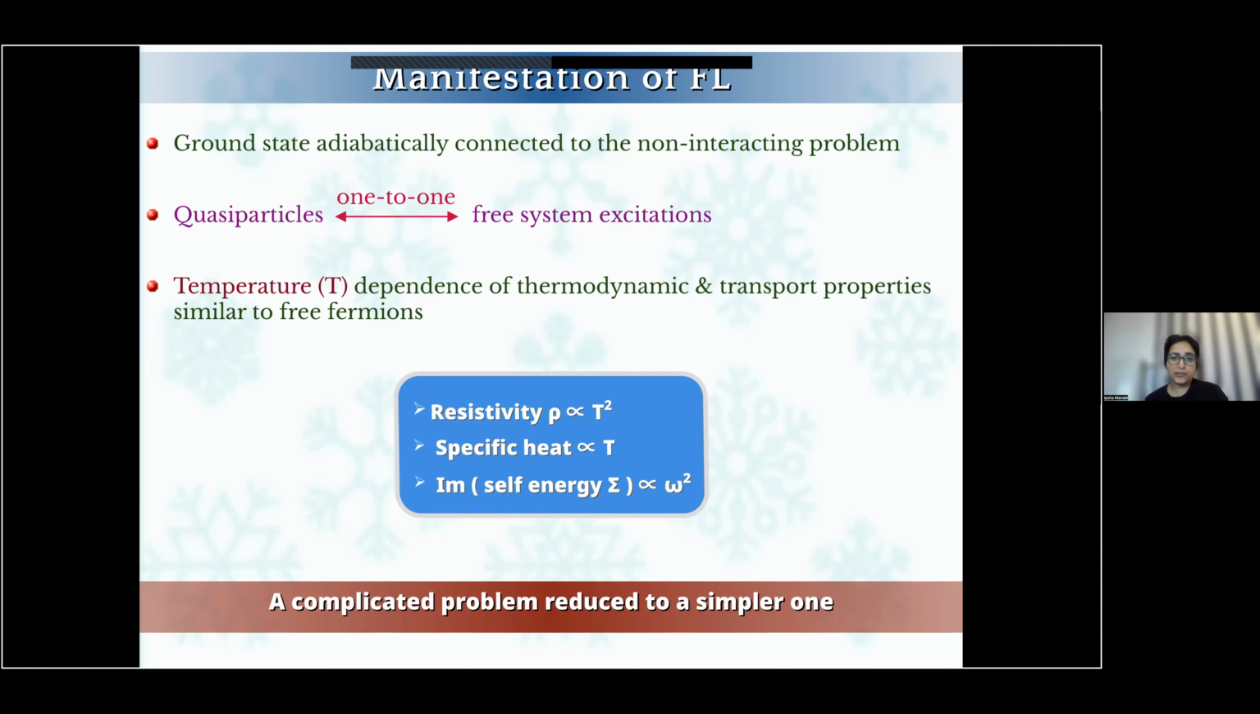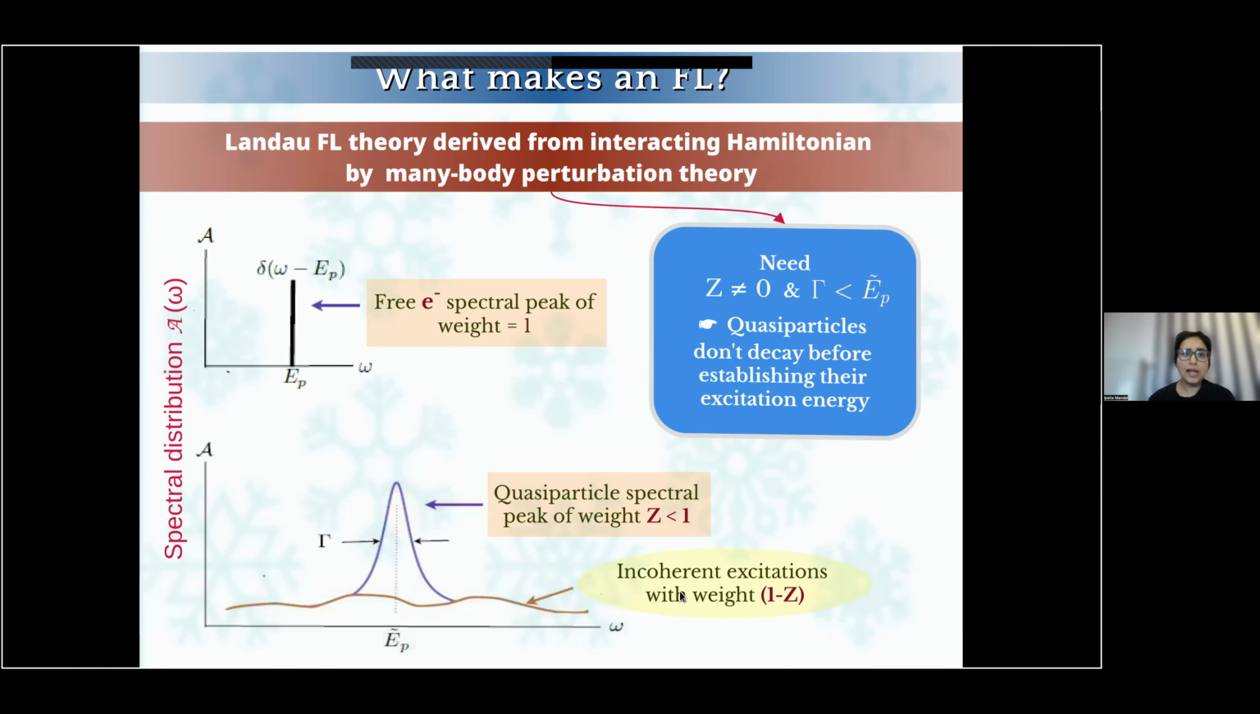So thanks to Landau's Fermi liquid theory, what seemed to be a complicated problem due to the presence of interactions has been reduced to a simpler one. Now, which systems actually are we allowed to call a proper Fermi liquid? First, we can derive Landau's Fermi liquid theory from an interacting Hamiltonian by using many-body perturbation theory, treating the interaction as a perturbation.